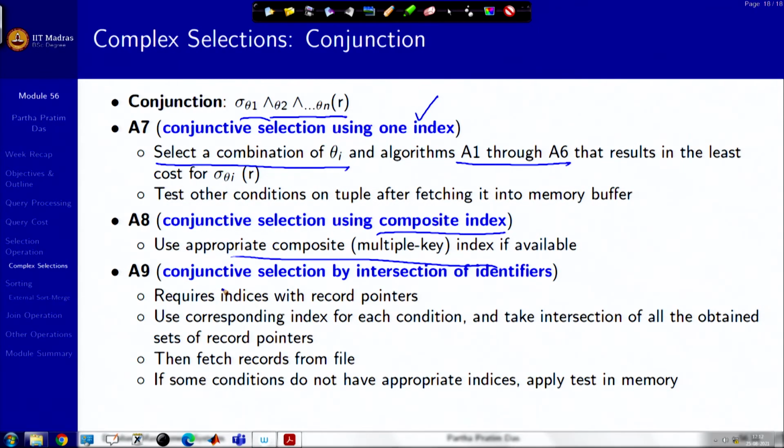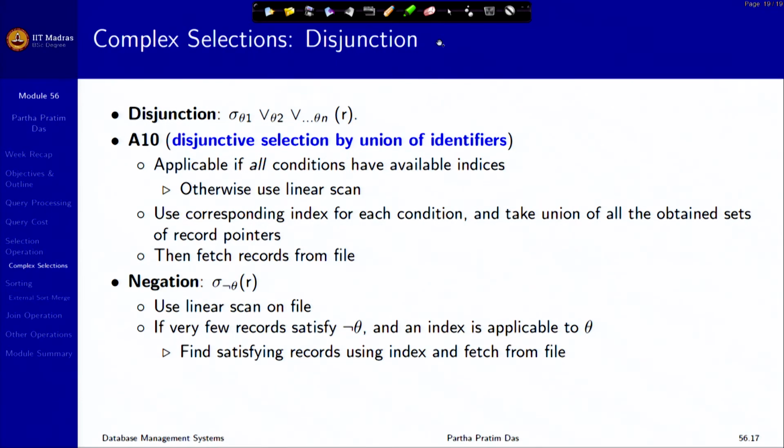If you have conjunctive selection by intersection of identifiers, that is, there are some that require indices with record pointers, you have to use the corresponding index and so on. So, it gets more and more clumsy and complicated. A similar case holds for disjunction: if all conditions have available indices, then we can use those, but typically it will not be the case.